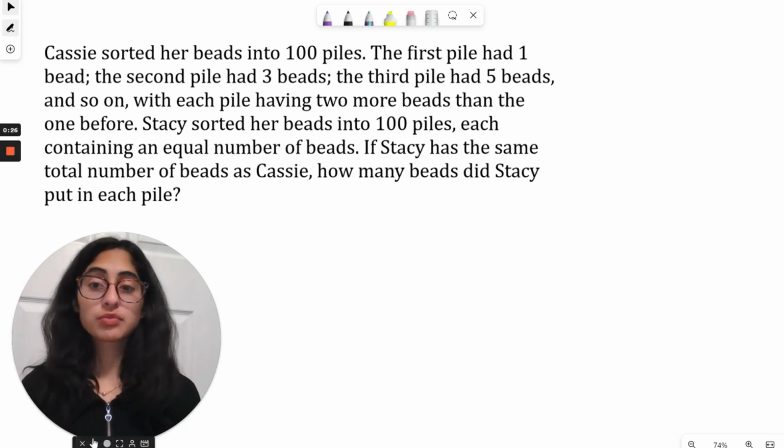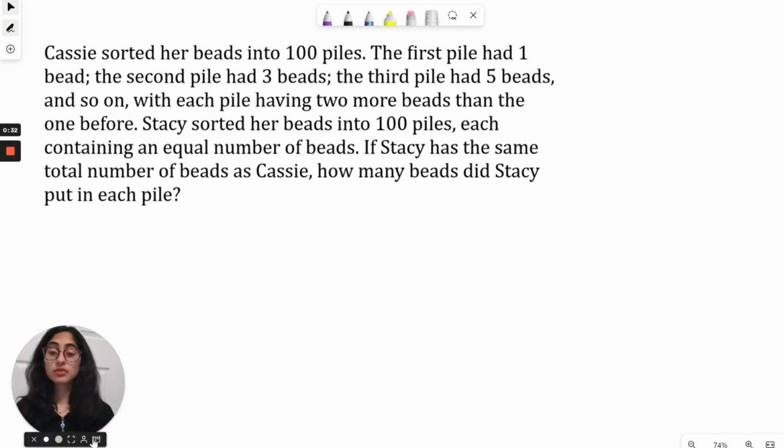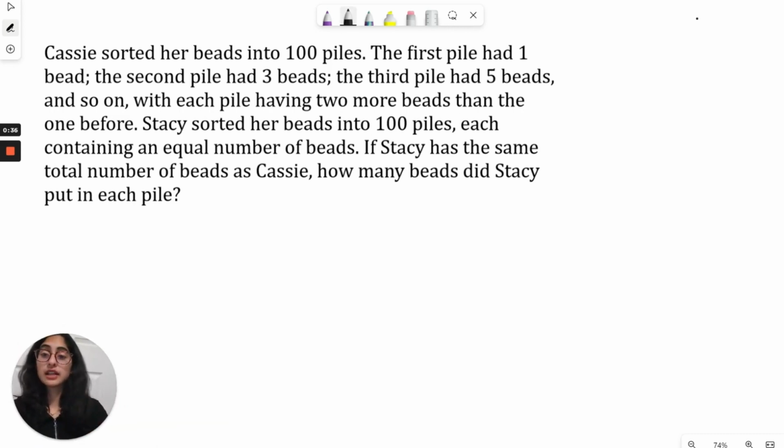But first, we should probably figure out how many beads Cassie has, right? Because that'll tell us how many beads Stacy has. So how do we figure that out? Well, it tells us that Cassie has 100 piles of beads. The first pile has 1, the second pile has 3, 5, and so on, with each having 2 more than the previous. So this right there is an arithmetic sequence, right? Each pile has some constant amount more than the previous pile.